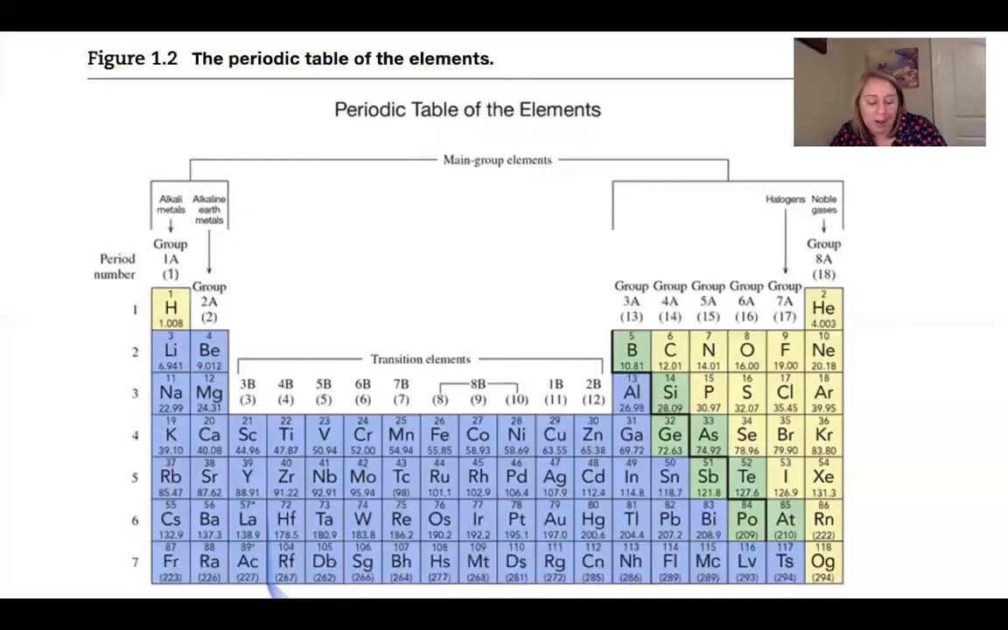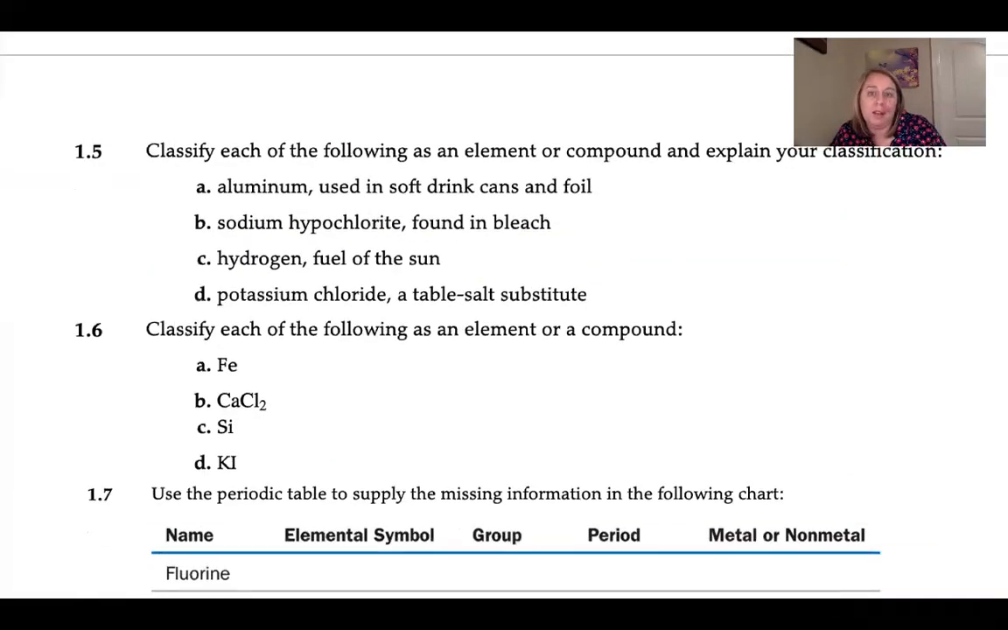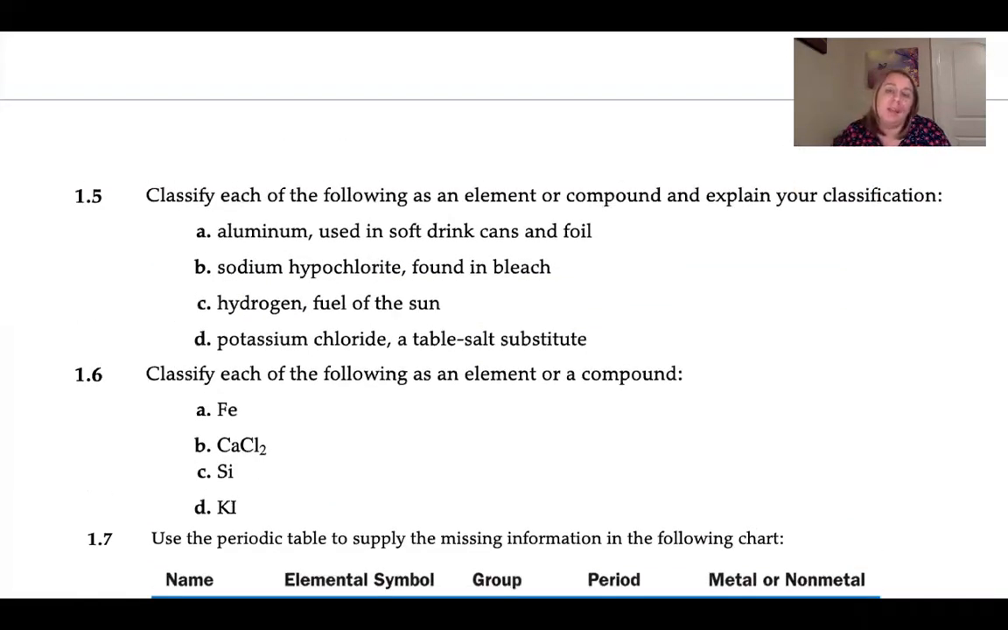Okay, so here are our practice problems for section 2. We want to classify each of the following as an element or a compound, and we're going to explain our classification. Aluminum, used in soft drink cans and foil. Where do we find aluminum? Aluminum is Al on the periodic table, so that must be an element.